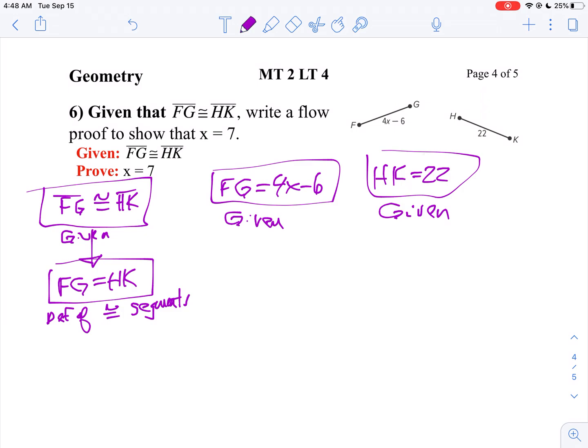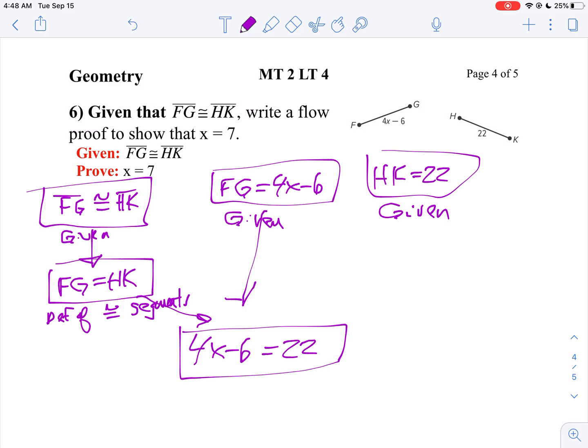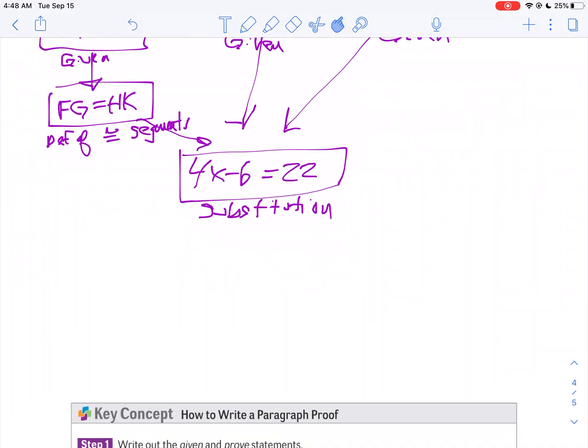I'm going to say, 4x minus 6 equals 22. That follows from all 3 of these. So I'm going to put an arrow to all 3 of these. What's that reason? Well, that reason is substitution. Now, from that, we're going to flow. Since it's our flow proof, we're going to do the algebra.